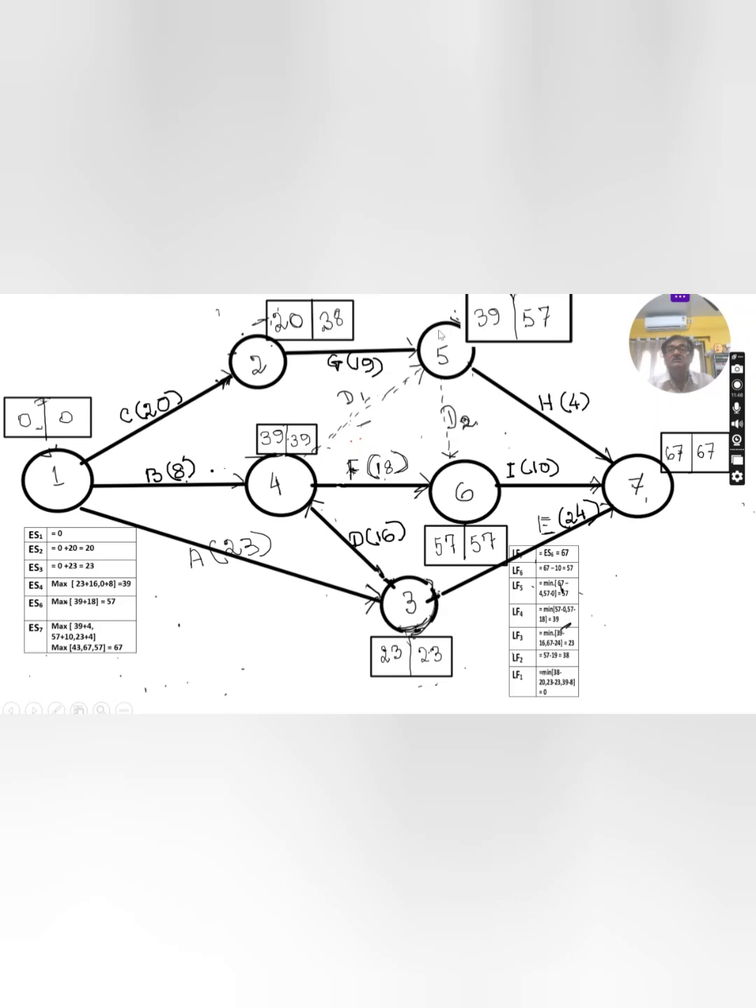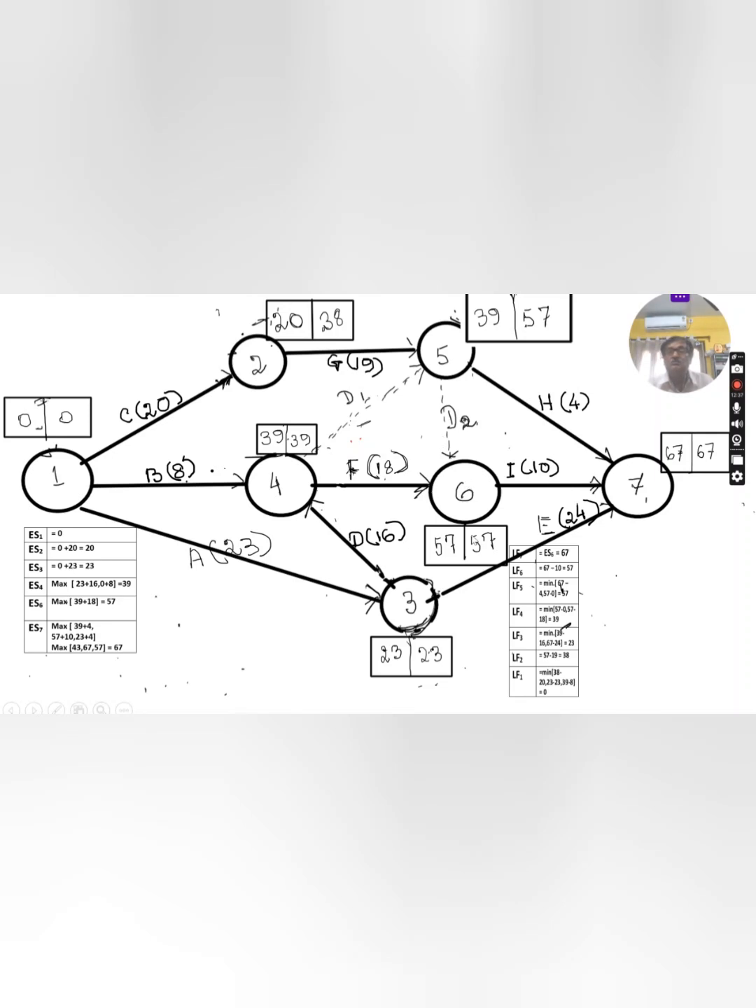For ES5, which are the connecting activities? 2, 5 and 4, 5. How much time will it take? The earliest start time is 20. 19 days is required to complete this activity. 20 plus 19 means 39. And if you take this route, then earliest start time is 39 and time required for the dummy activity is 0. Again it is 39. Both are the same. That's why the earliest start time is 39. You can check it. Yes, 5, 39. I completed it.